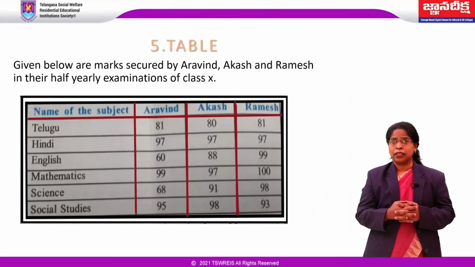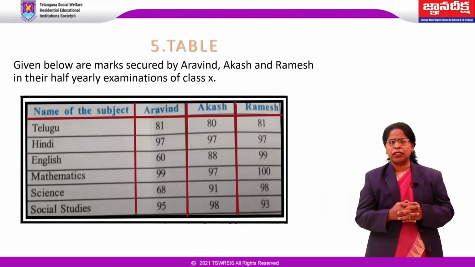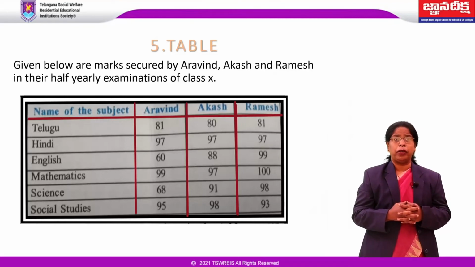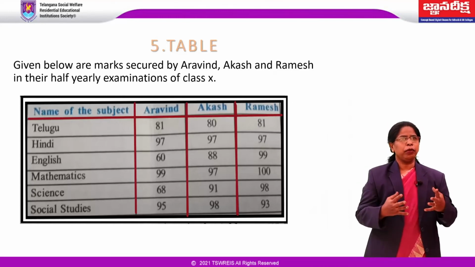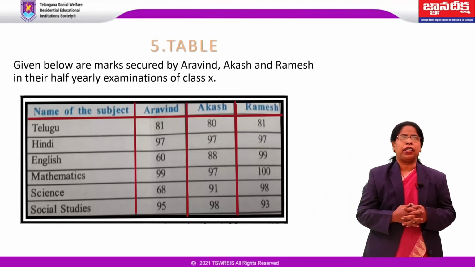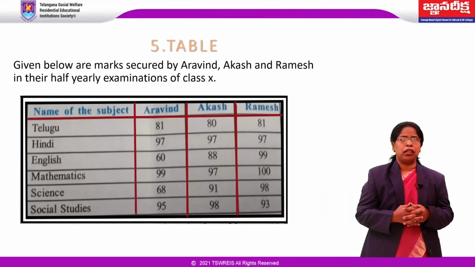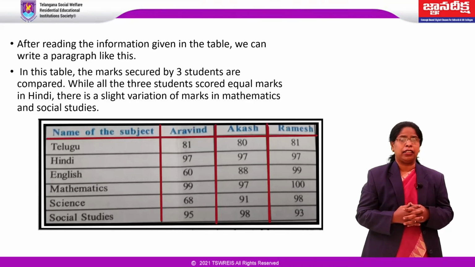And what are the names of the students? Arvind, Akash, Ramesh. And what are those numbers? Yes, their score. And you finished your 10th, isn't it? Maybe exactly what you get from this is similar to that. For example, given below are the marks secured by Arvind, Akash, Ramesh in their half-yearly examination of class 10. You can make out the names of the subjects, and the names of the students and the score. In each subject, you can see how many marks they have secured and the difference comparatively.